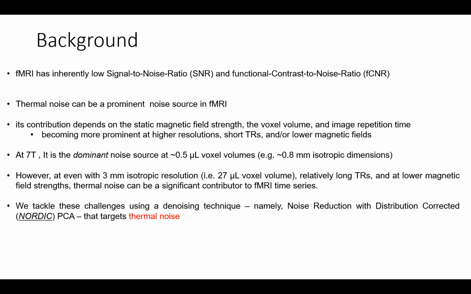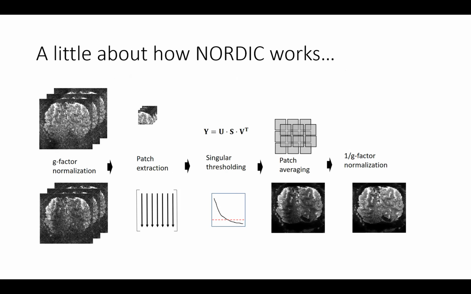So we tackle these challenges using a denoising technique that we developed a couple of years ago called noise reduction with distribution corrected PCA, or Nordic, which targets thermal noise. As I said, a little bit about how Nordic works. Nordic is a local low rank approach. So it's a PCA-based approach. Instead of performing PCA across the whole images, we perform it in independent patches and then we recombine them together. And this is how it works.